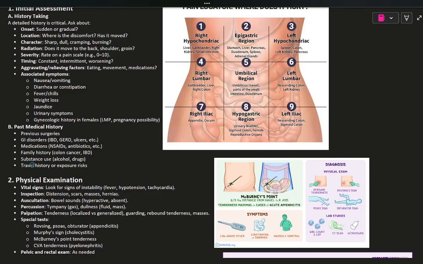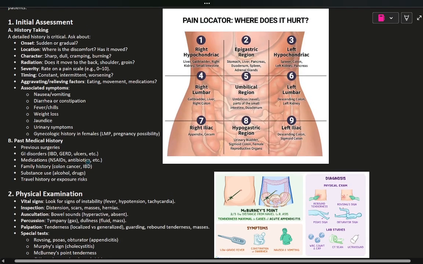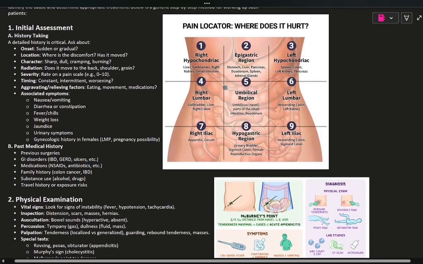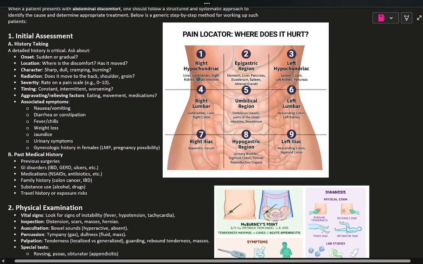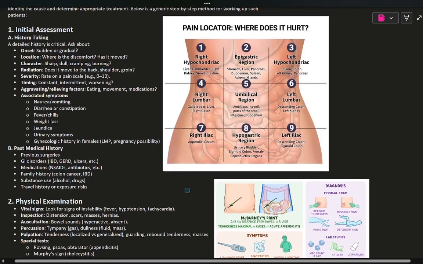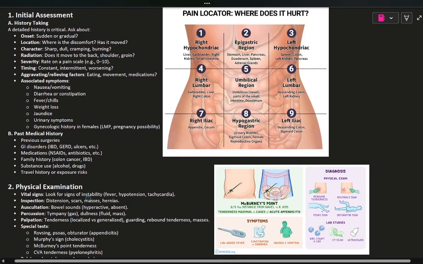Whether they have traveled anywhere recently, to assess for any risk of exposure to any pathogens. The figure over here shows the organs that could be affected in the abdomen for any particular region where the patient feels pain. So feel free to take a look at this at your own time. But we'll move on to talk about the physical exam.